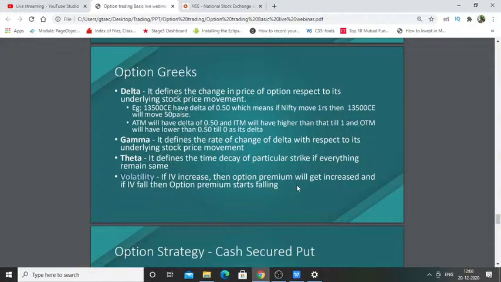Let's say, for example, a major event is going to happen in a company, such as earnings results to be declared in the next 1 week. IV will increase in those stocks, and you should not buy options at those times, because option premiums will be trading at a higher level. So it makes sense to sell options at those times.